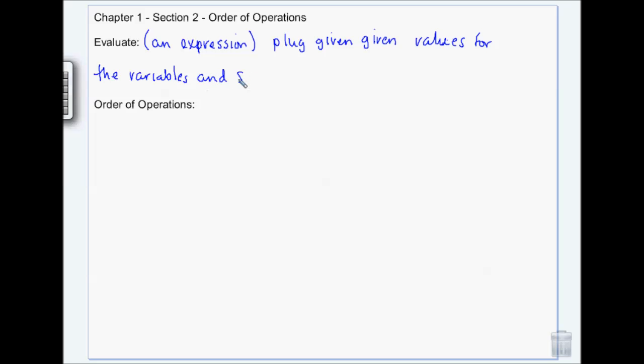And then you simplify the expression. You were given values. I wanted to make sure you understood what they were given. Plug in the given values for the variables and then simplify the expression using your order of operations.